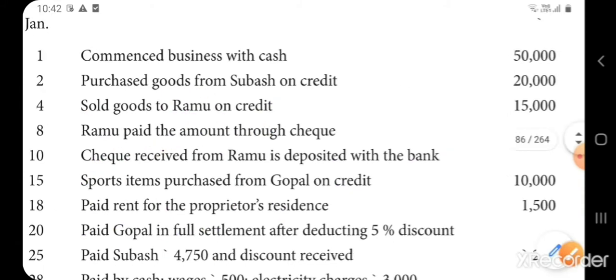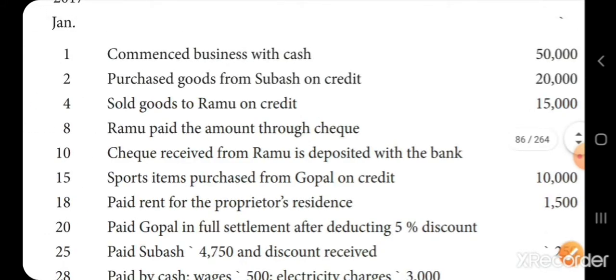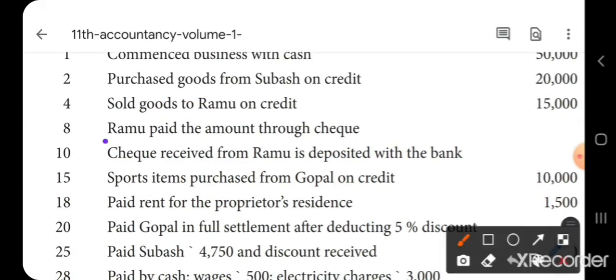Now, Ramu paid the amount through check. Now, this is an important transaction. See the previous transaction, sold goods to Ramu. We have sold the goods to Ramu on 4th, and Ramu is paying us on 8th through check. Ramu paid the amount through check. That means what? Received check from Ramu.